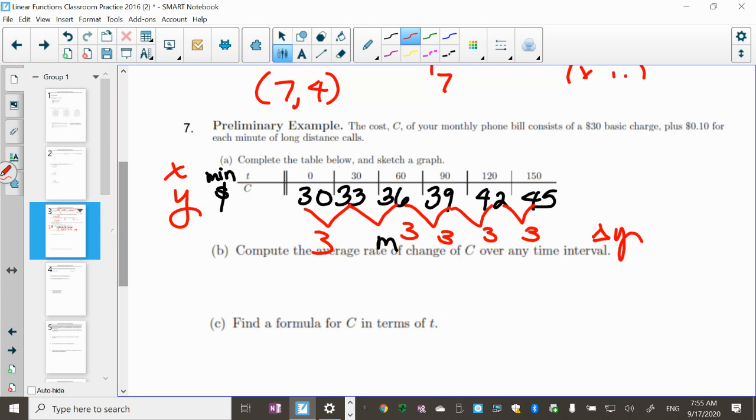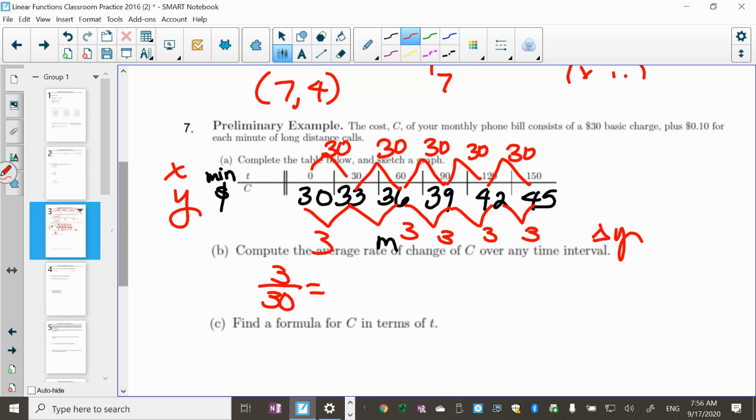Now, delta x would be what? 30. 30. Get the idea. They're all the same, but that doesn't necessarily have to be it. What has to be constant is delta y over delta x. Delta y over delta x. So my rate of change is really 3 over 30, or what?